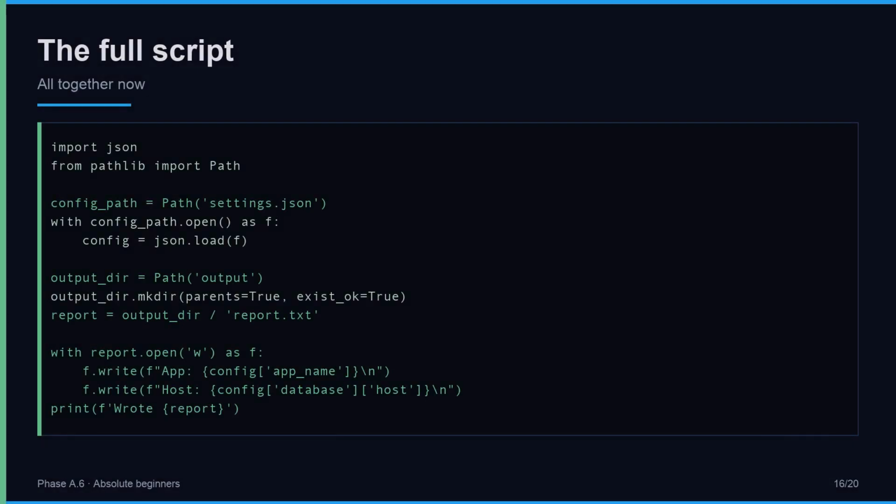Round trip JSON. Here is the whole script in one place. Import json and Path. Open settings.json, parse it into a dict called config. Make sure the output folder exists. Build the report path. Open the report for writing and save 2 lines pulled from the config. Print where you wrote. About 12 lines of real, useful Python. Read it top to bottom, every line does one job, and the jobs add up to a working tool. This is what phase 0.6 has been building toward.